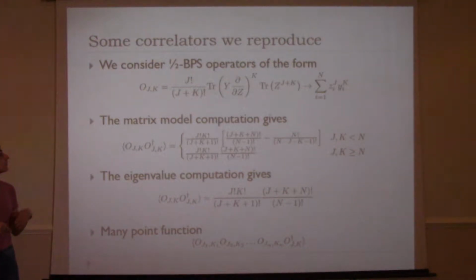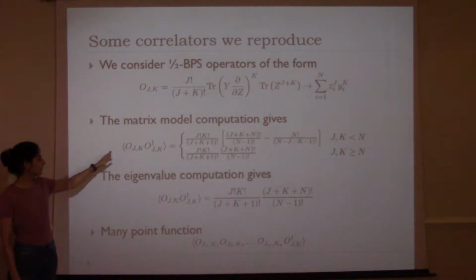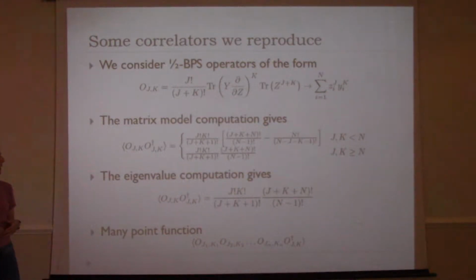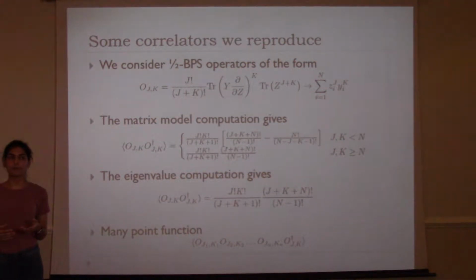So, for example, this is a kind of operator that we looked at. It's a half BPS operator, and we computed a matrix model correlator and an eigenvalue correlator, and you find that you get an exact matching when the number of fields you have is bigger than or equal to n. And this shouldn't surprise you because we're looking at supergravity, so the number of fields you have should be large enough to warp the space-time. You shouldn't expect to be able to reproduce small operators.